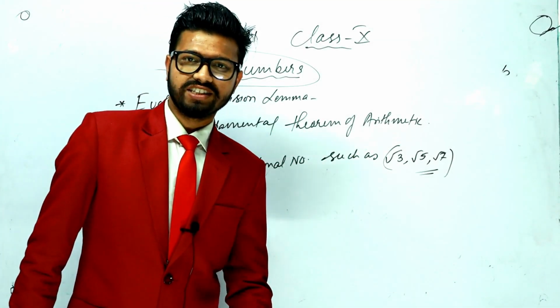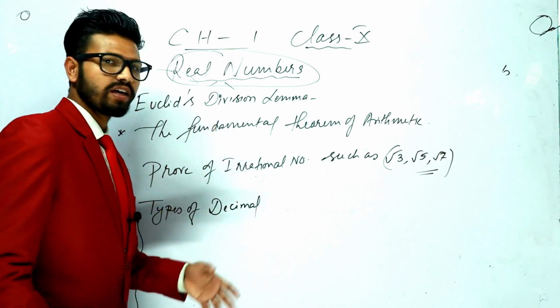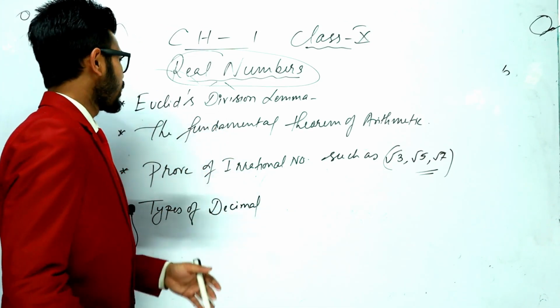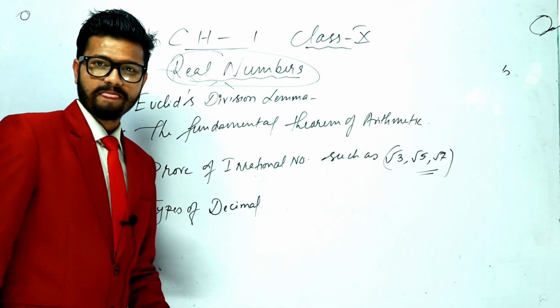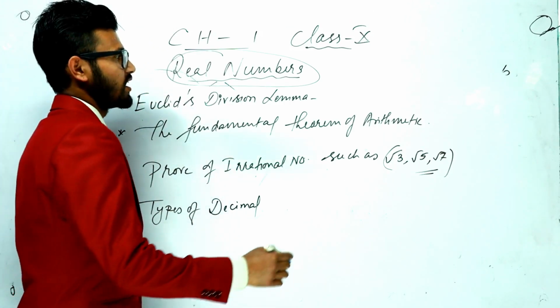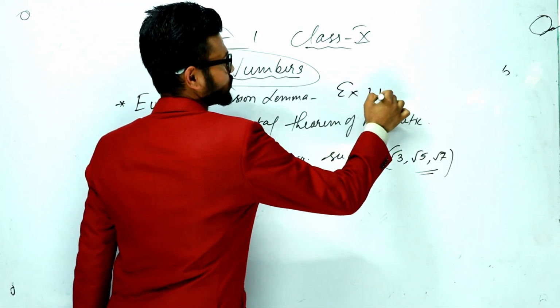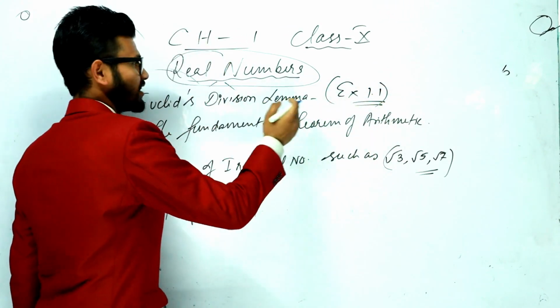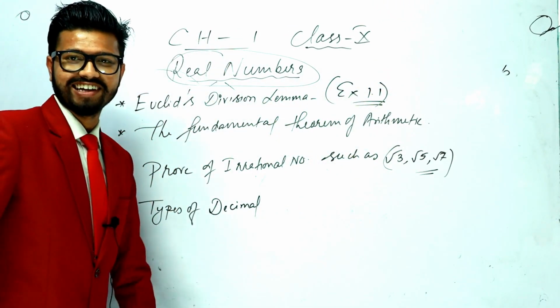The topics based on this chapter are as follows. The first topic that I'd like to carry on is Euclid's division lemma, and your exercise 1.1 is totally based on this topic. If you really understand this topic, then you can do exercise 1.1 easily.